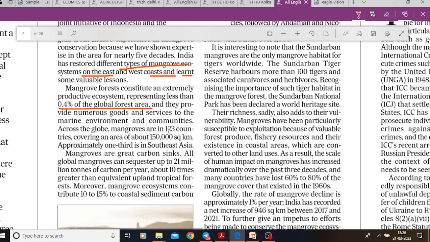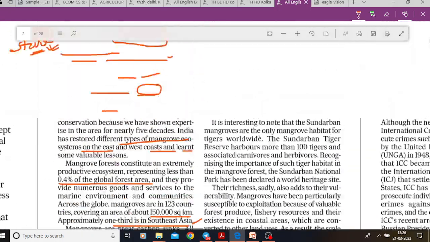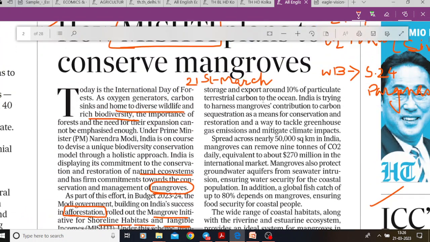Across the globe, mangroves are in 123 countries and cover an area of 150,000 square kilometers, approximately one third in Southeast Asia. Mangroves are great carbon sinks. All global mangroves can sequester up to 20 million tons of carbon per year, about 10 times greater than equivalent upland tropical forest. So it can sequester more carbon than upland tropical forest. Moreover, mangrove ecosystem contribute 10 to 15% coastal sediment carbon storage and export around 10% particulate terrestrial carbon to the ocean.